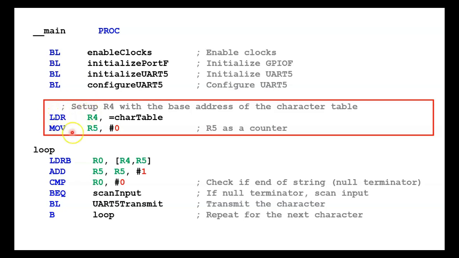Then here we have these 2 instructions. The LDR R4 equals char table instruction will copy or load the address of the char table into register 4. Now the char table is a memory location where the string data or data array is stored. So let me just show you the char table, which is towards the end of the program. Let me just skip the rest and go to that table.